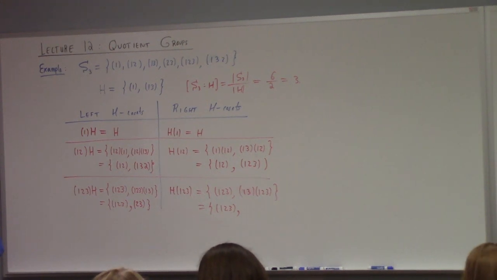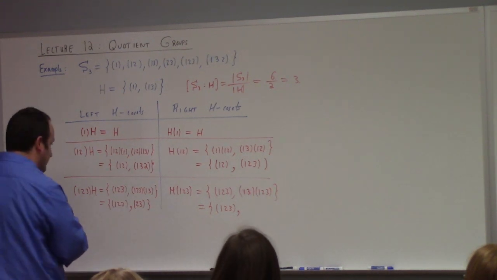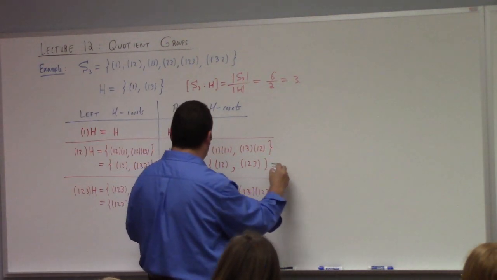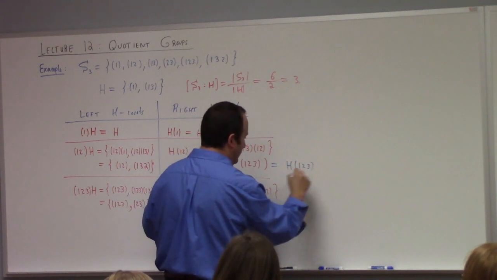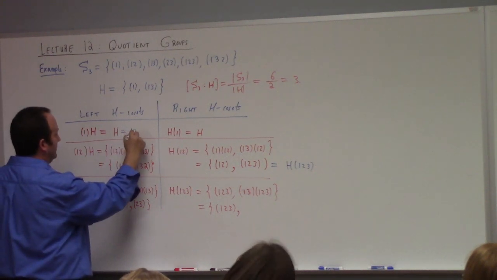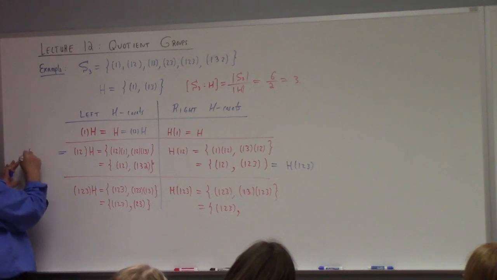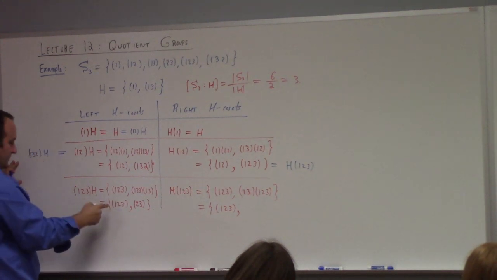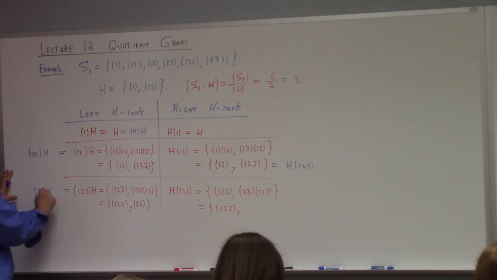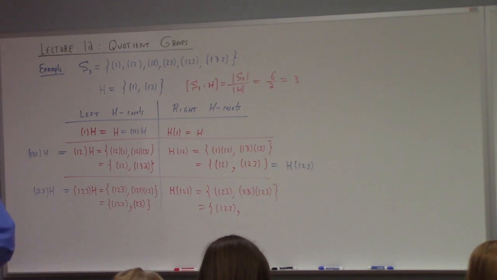Oh, I'm sorry. I've forgotten. This is a fussy thing. Look, we can also say that this is equal to H times (1 2 3). And we could also say that this is equal to (1 3) times H. This is also equal to (1 3 2) times H. This is also equal to (2 3) times H. See, we have two representatives for each coset.